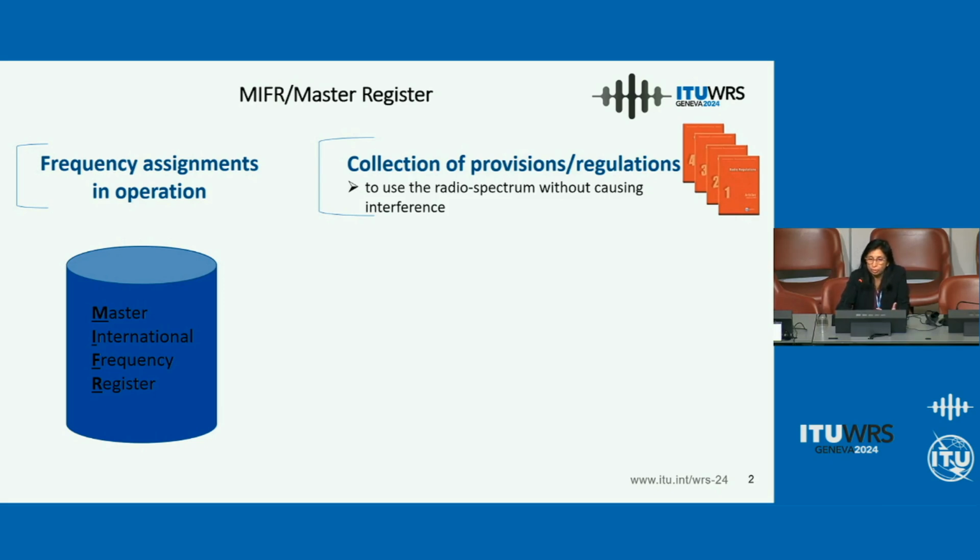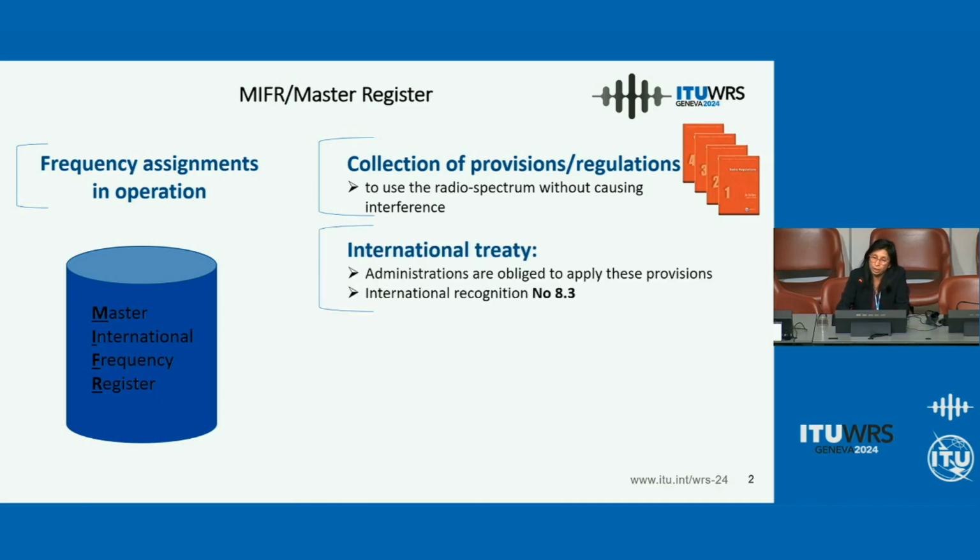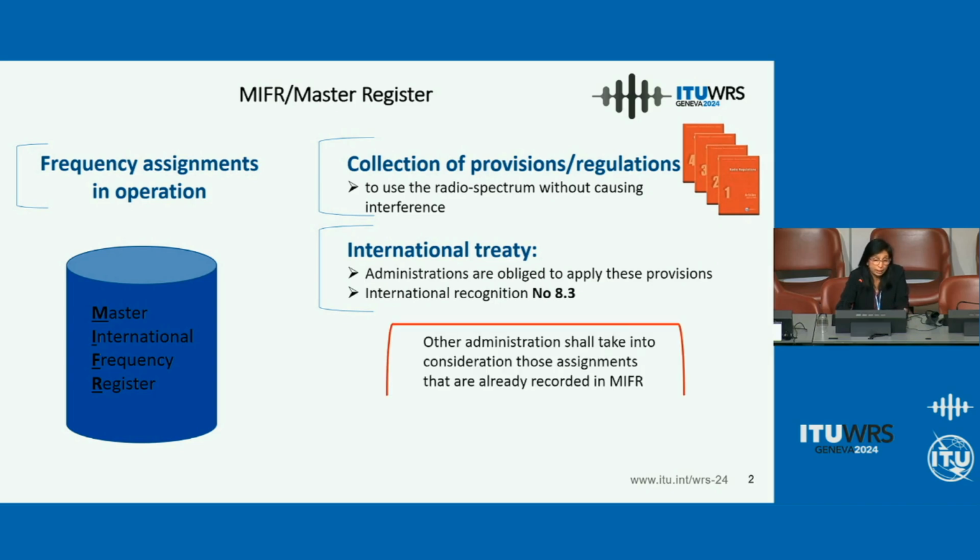The reason is that the radio regulations are a collection of provisions. Once applied, they will enable users to use the radio spectrum without causing harmful interference to other users. In addition, the radio regulations are an international treaty, which the administrations have the obligation to apply as it is signed by all member states. In order to claim international recognition, which means that other administrations must take into consideration what is already recorded in the master register with favorable findings when they are selecting assignments for their own use.